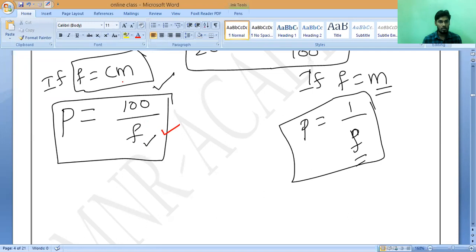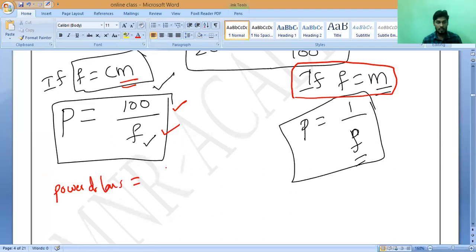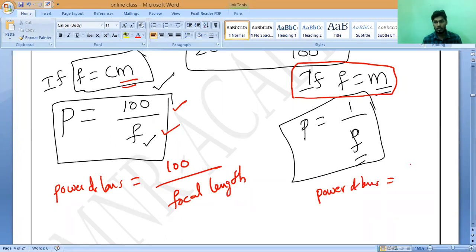If focal length is given in centimeters, then P equals 100 by f. Note it down, all of you. Power of a lens is equal to 100 by focal length. Here there is no need to convert again into meters. Remember, if focal length is given in meters, then power of a lens is equal to 1 by focal length.